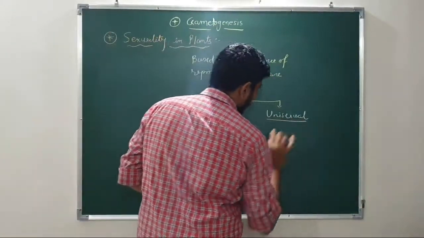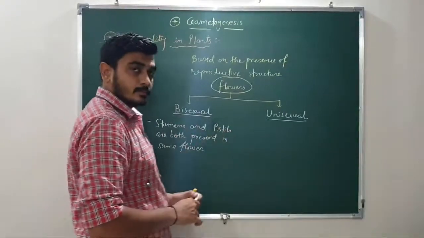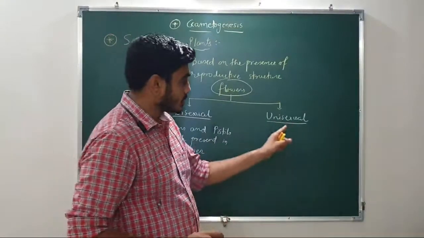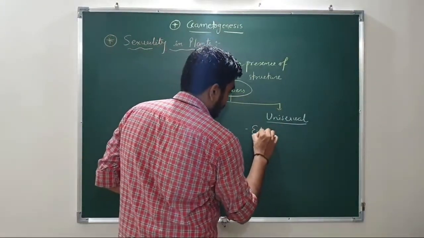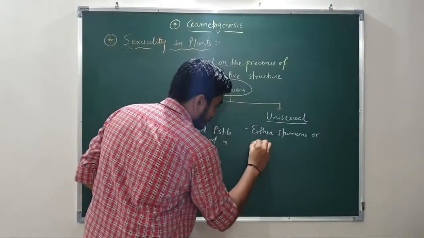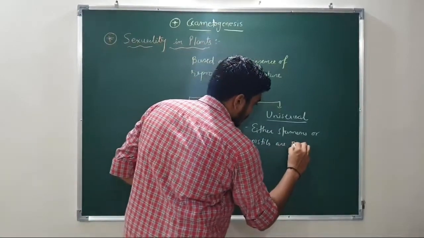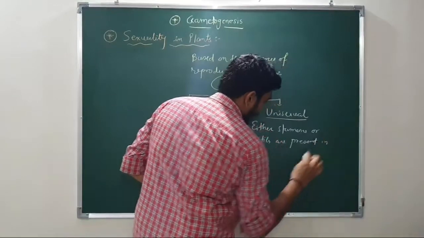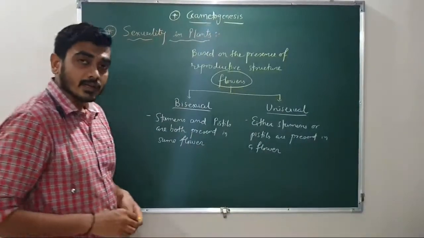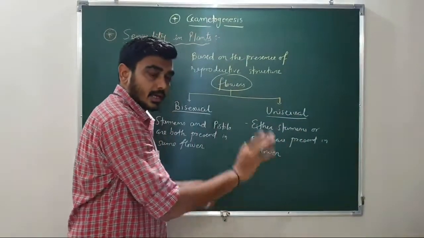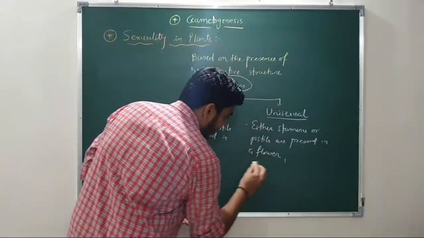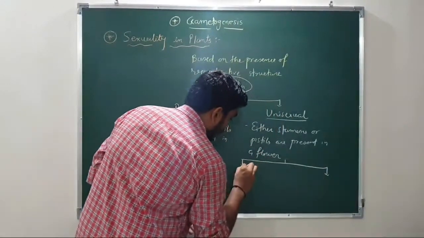But when we consider unisexual, that means either stamen or pistil is present in the flower, then that is known as a unisexual flower. That means either stamens or pistils are present in a flower. That means either only stamens will be present in the flower or only pistils. So based on that, we can say that unisexual flowers are again classified into two types.